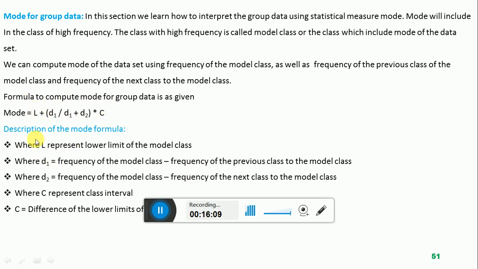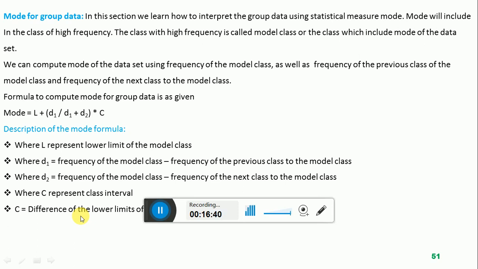Where L represents the lower limit of the modal class, D1 represents the frequency of the modal class minus the frequency of the previous class to the modal class, D2 represents the frequency of the modal class minus the frequency of the next class to the modal class, and C represents the class interval, where C is equal to the difference of the lower limits of two adjacent, or you can say two consecutive, classes.